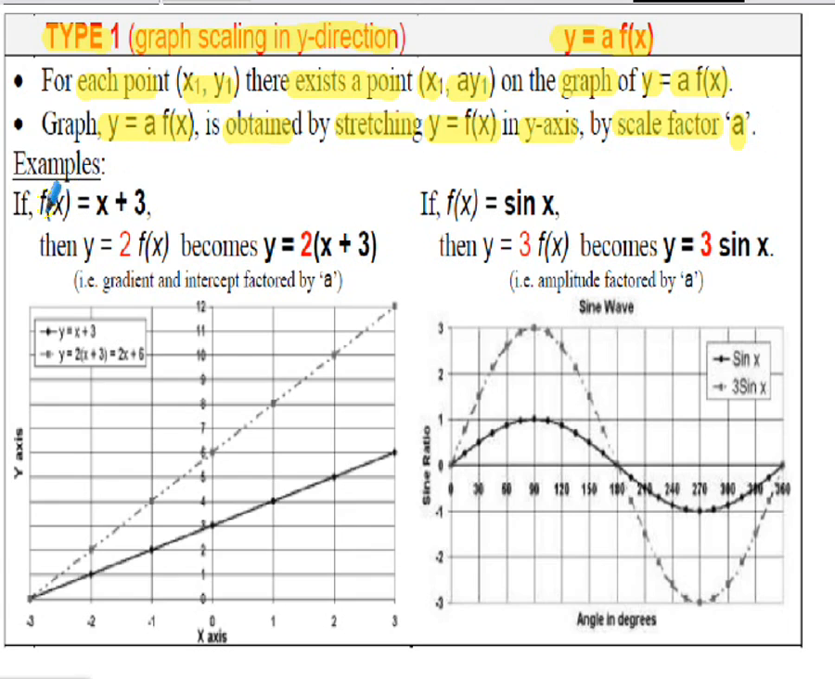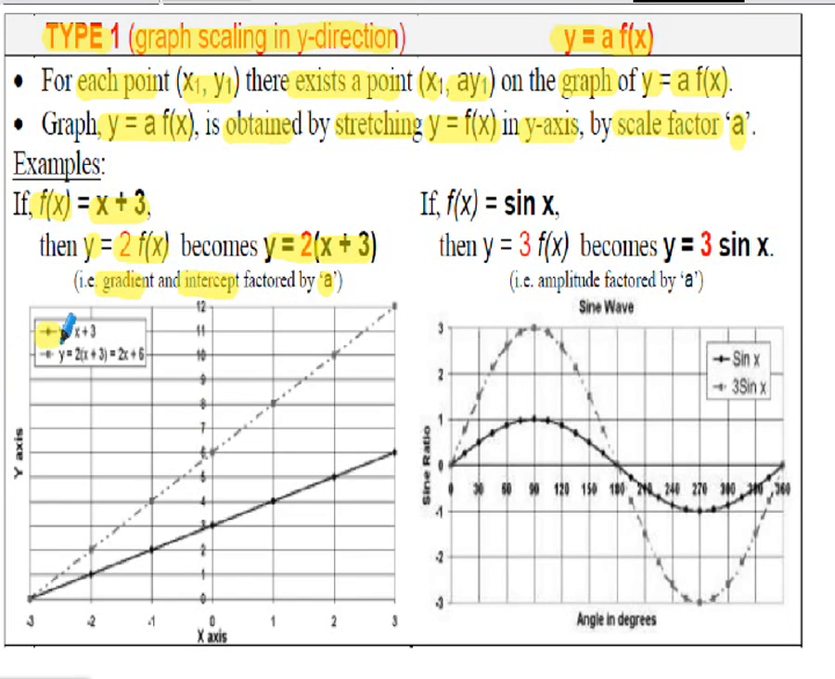So for example, if function of x is equal to x plus 3, then y is equal to a times the function of x, in this case 2 times the function of x, becomes y is equal to 2 multiplied by x plus 3. As x plus 3 is a linear equation, this has the effect of scaling the gradient and the intercept by a.